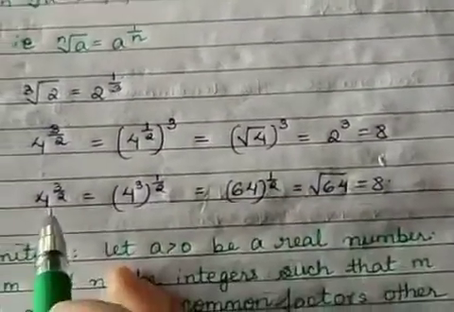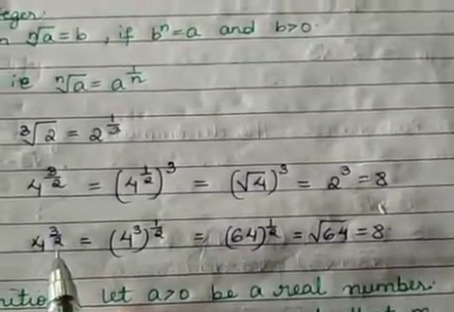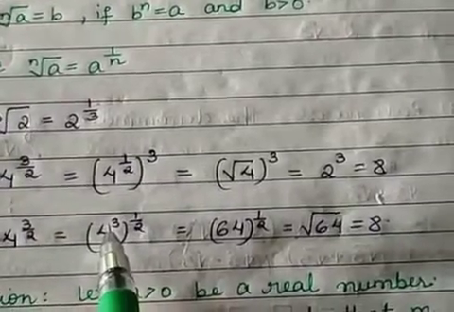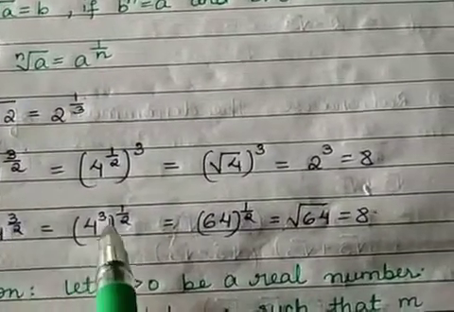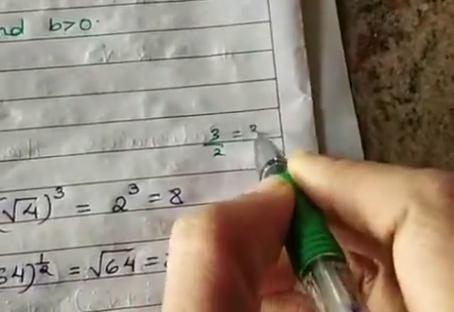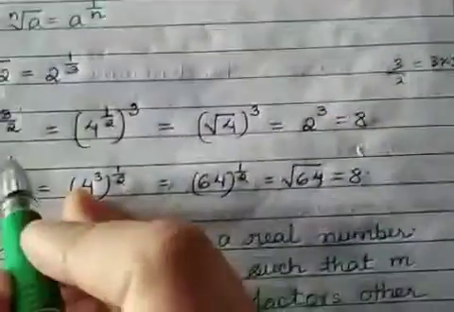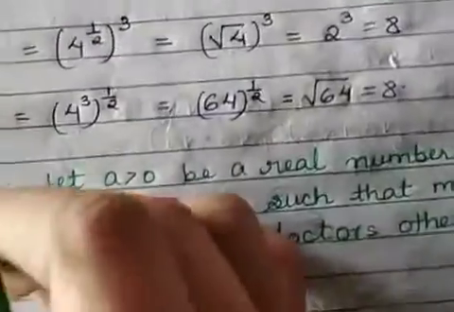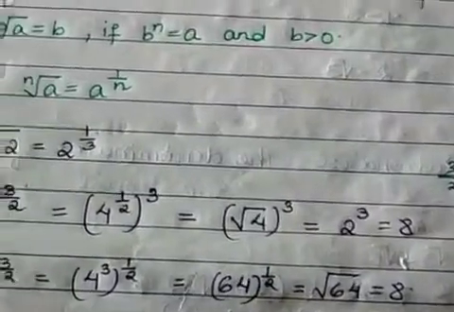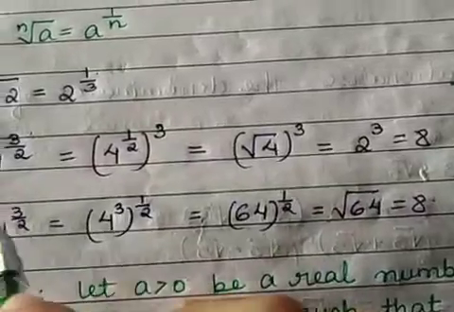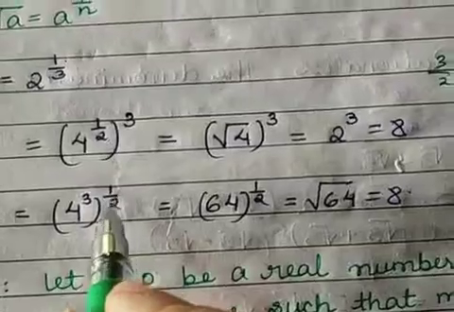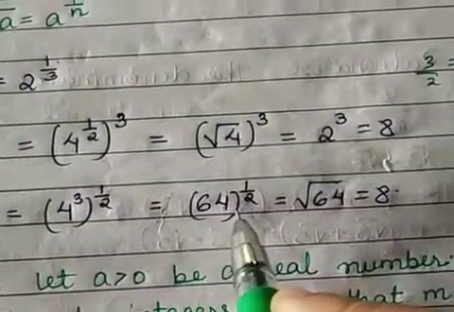Or another way in which you can do this is, instead of taking half inside, you take 3 inside. By laws of exponents, you know you can do it. The reason is because 3 upon 2 can be written as 3 into half, correct? This law you have already learned for other numbers. So if you use that, you'll get 4 cube. If I take 3 inside the bracket, you'll get 4 cube raised to half. What is 4 cube? 4 cube is 64.